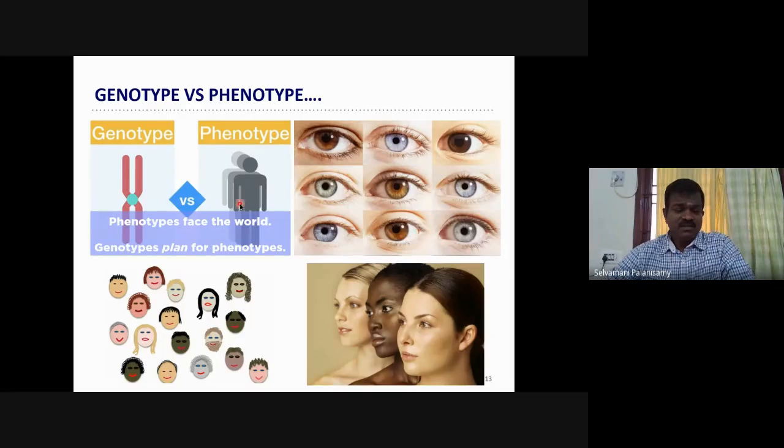So at this slide, we are able to see that the genotype is responsible for various phenotypes. There are various kinds of eyes that we could see, and this is all based on the genotype. Various hair patterns we can see, and this is all based on genotype. The skin tone is based on genotype. So the genotype, meaning the DNA, is responsible for most of the phenomena happening in our body.